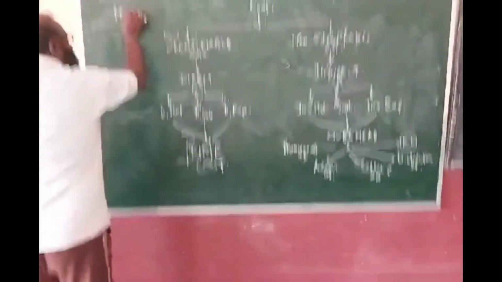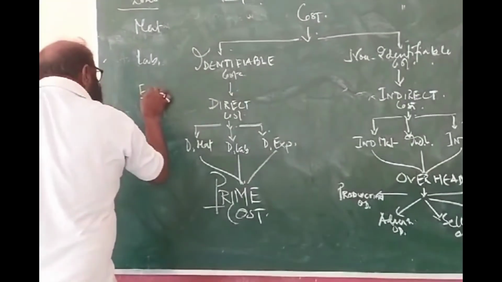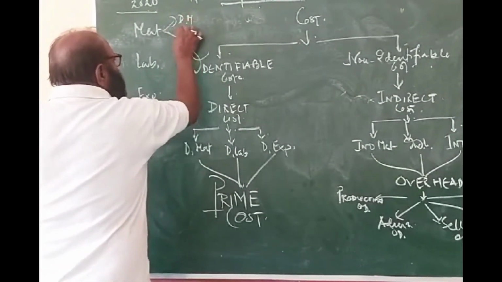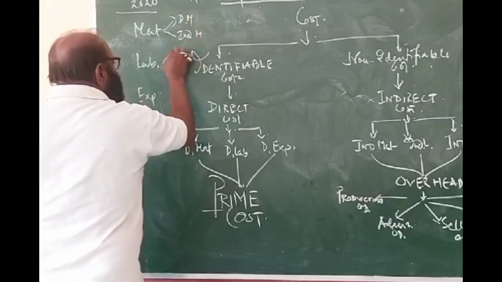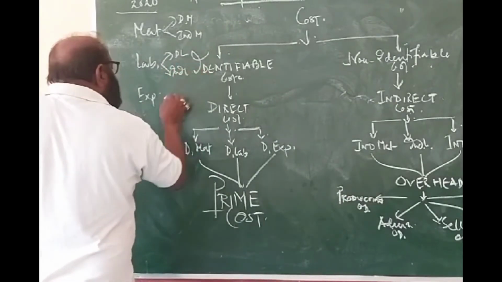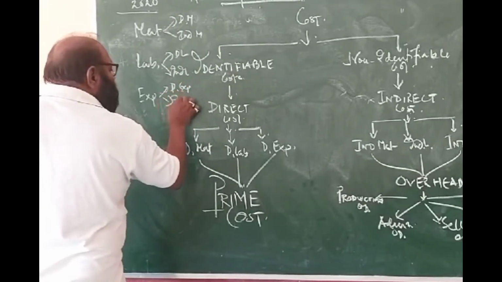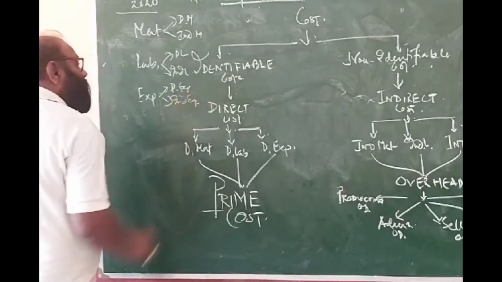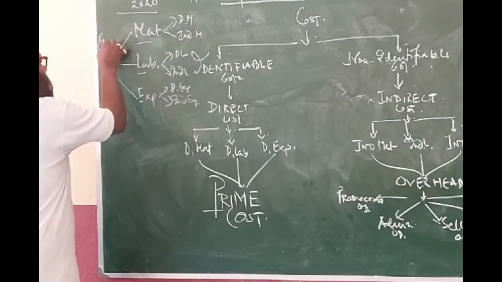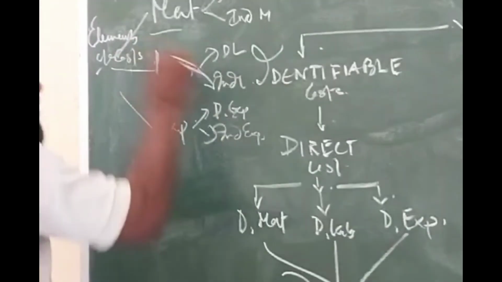Generally the heads of costs are three. One is material, other one is labor, third one is expenses. The material is direct material, indirect material. Labor is direct labor, indirect labor. Expenses, direct expenses and indirect expenses. Clear? So these are the basic heads. They are known as elements of costs.